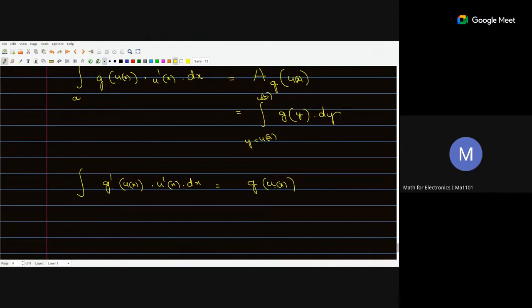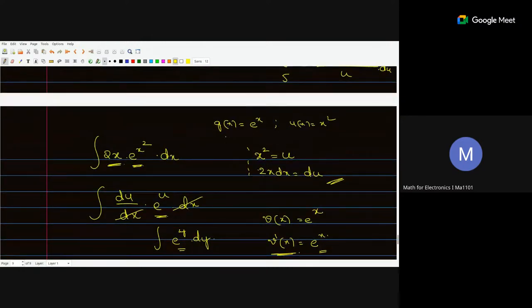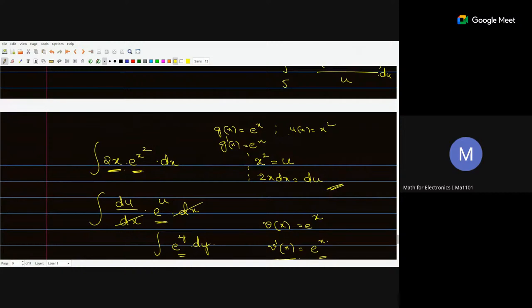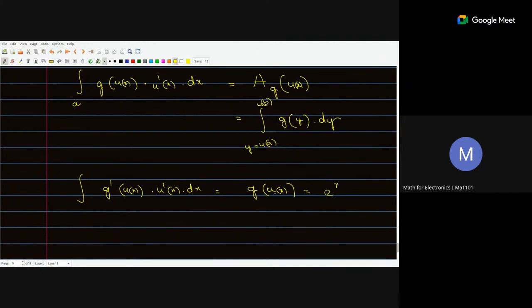Right now you take g of x. Now you can easily see that you take u of x as x square, and g of x as e power x, but then you also know that g prime of x is e power x. If you differentiate e power x, you will get e power x only. Now g prime of u of x is again e power x square. So e power x square looks like g prime of u of x, and this 2x is u prime of x. Now if you have to integrate this, the antiderivative of this will be g of u of x, which is e power x square.